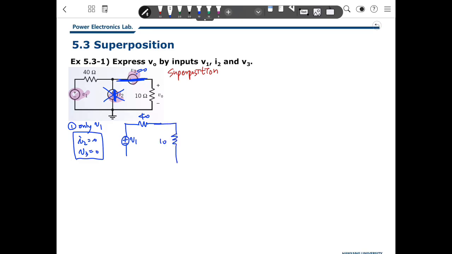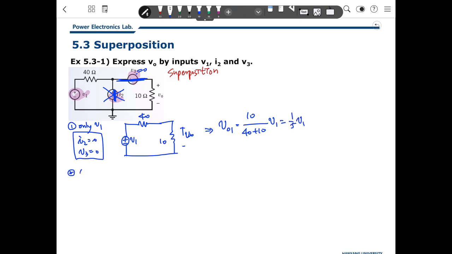So it can be redrawn here in this way. From here, VO1 is 10/(40+10) V1, which is 1/5 V1.